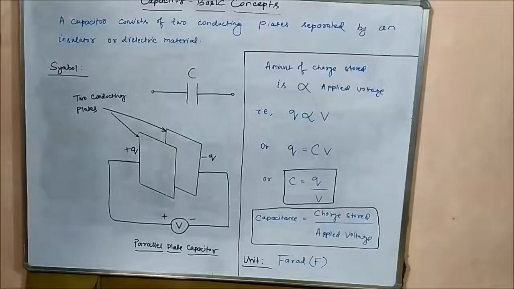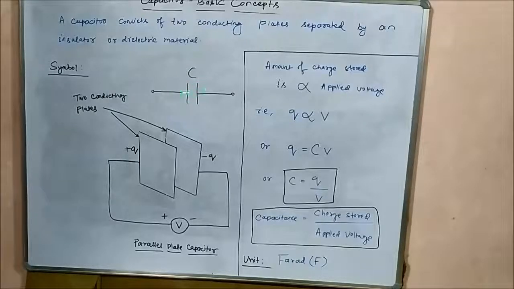Okay, now this is the symbol of a capacitor which you will be using in circuit theory or network theory. These two bars represent the two parallel conducting plates. Okay, so this is the symbol of a capacitor.